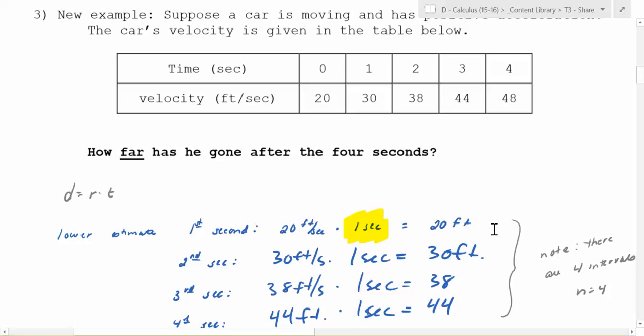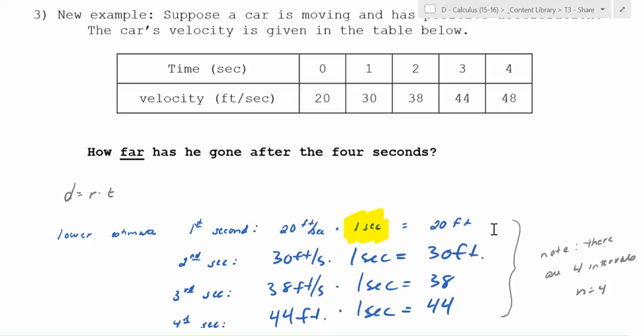So there's one other way to estimate it. We chose for the first second that the speed was 20, right? That's the minimum speed. But here's the thing. What happens to the velocity from 0 to 1? It goes up. So what would be a floor? What would be the minimum? 20. But what would be the maximum? 30. So instead of doing 1 times 20, what could we do? 1 times 30, and then 1 times 38, and then 1 times 44, and then 1 times 48. So that would be the maximum. Because do we have any idea what happens to the velocity in between? No, we don't. So this is how we estimate it.